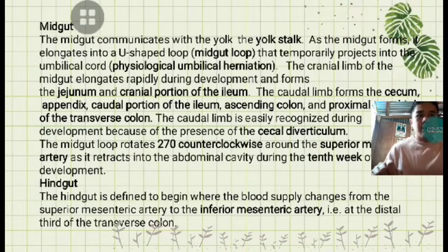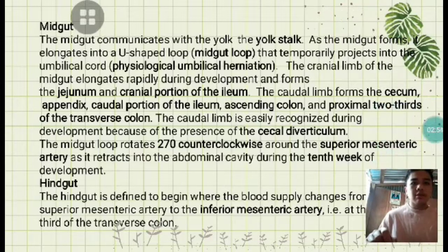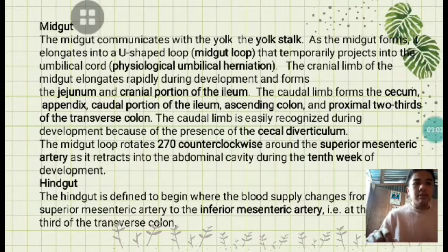The caudal limb forms the cecum, appendix, caudal portion of the ileum, ascending colon, and the proximal two-thirds of the transverse colon. The caudal limb is easily recognized during development because of the presence of the cecal diverticulum.